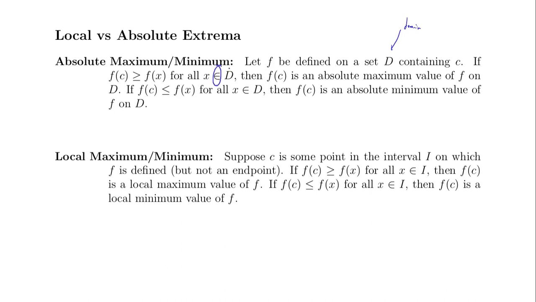This little symbol here means in. This says x is in D. You'll see that symbol a bunch. So if that's true, if this y value is greater than or equal to all the other y values on our function, then we call f of c the absolute maximum value of f on that domain. And then we've got the exact same thing for less than or equal to. If it's less than or equal to all the other y values, then we call it an absolute minimum. The only difference for local maximums and local minimums is that now this interval is not necessarily the whole domain.